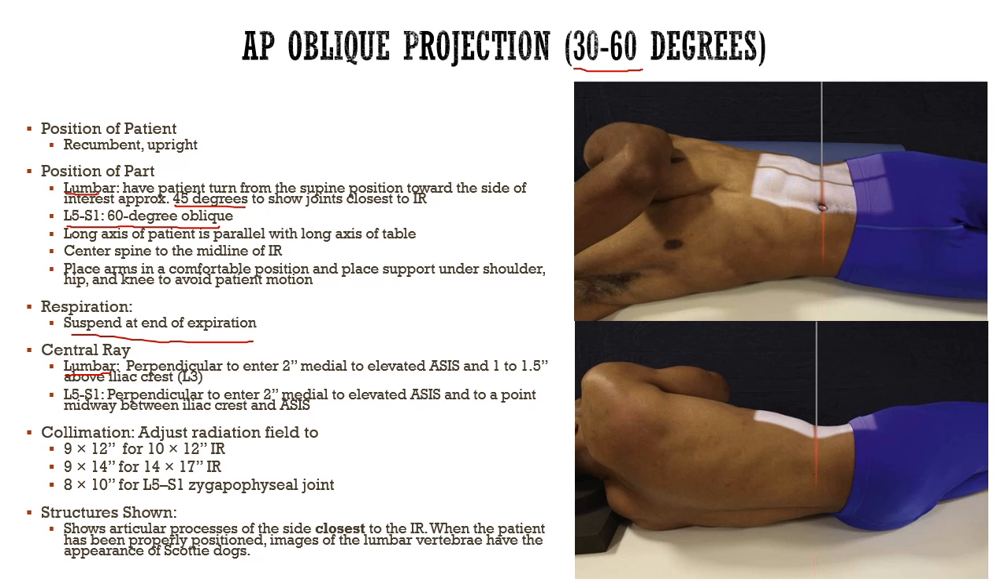We're going to do this with a 10x12 inch image receptor, or a 14x17 inch image receptor, and for an 8x10, we'll just do an L5-S1. So we're going to look at the articular processes at the side closest to the image receptor, and when the patient's been properly positioned, they should have the appearance of Scotty dogs.